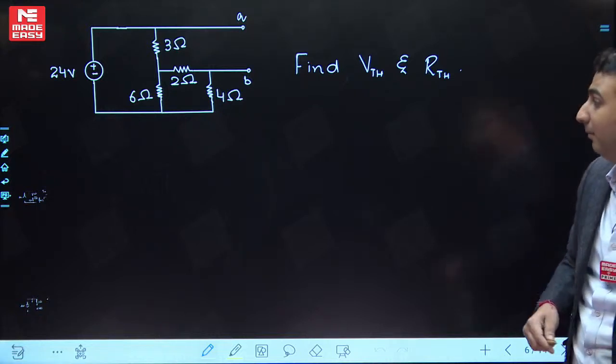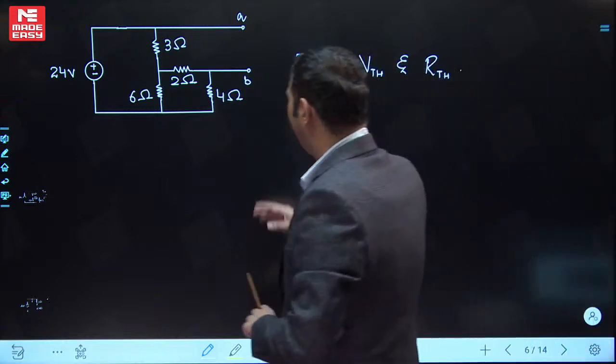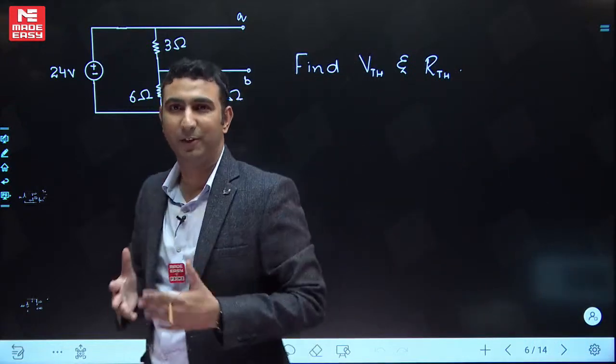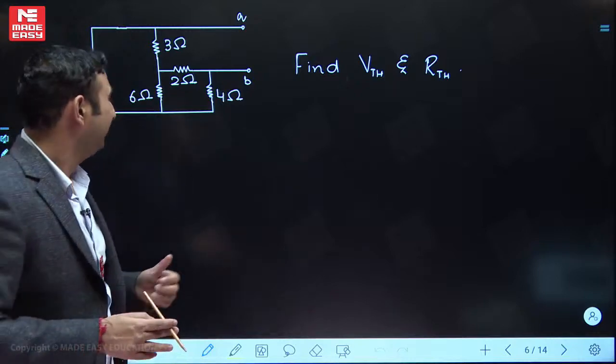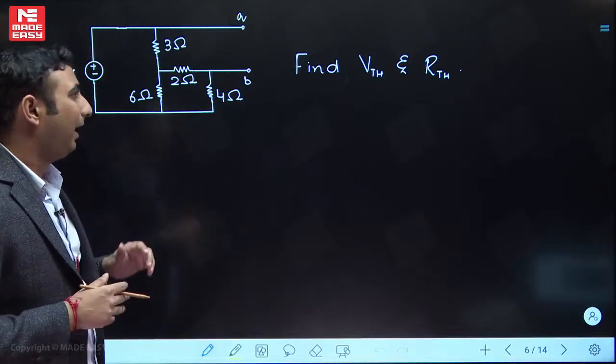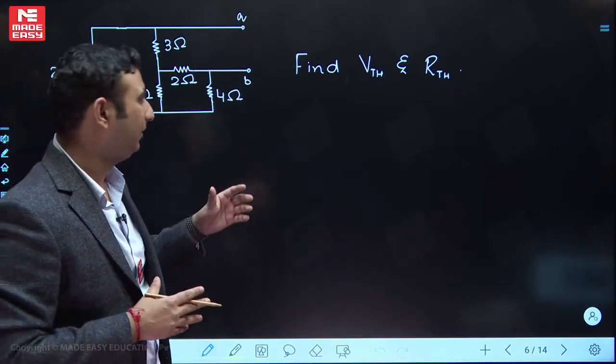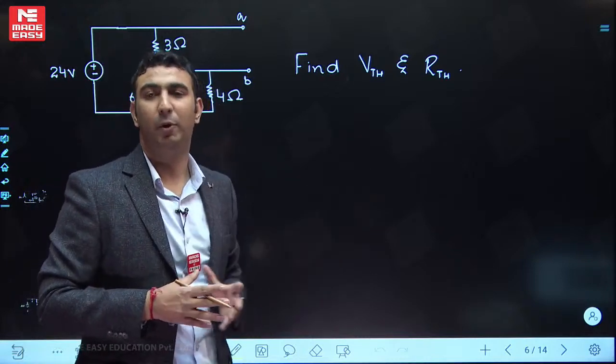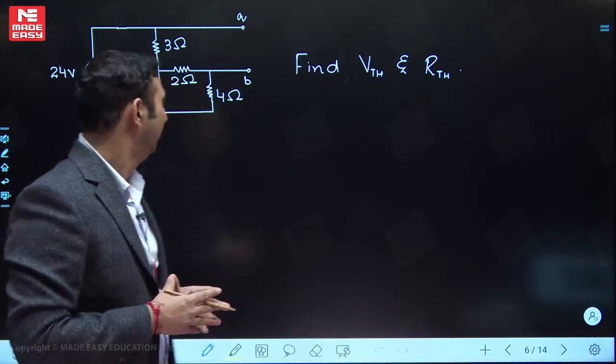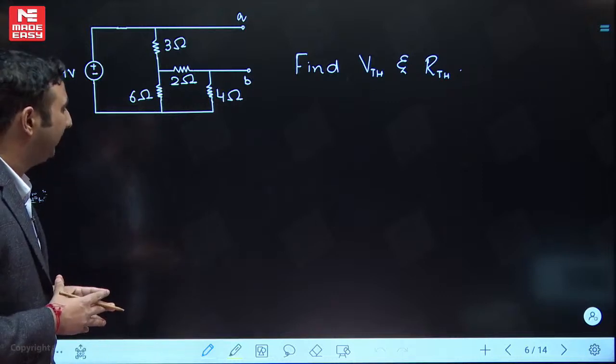Okay, now moving on to the next question. Try आपने I hope किया होगा, सोचा होगा. In this question you have to find VTH and RTH. He wants you to calculate the Thevenin model indirectly. Thevenin model वो हमसे बनवाना चाह रहा है. तो ठीक है, Thevenin model solve करते हैं, देखते हैं कैसे solve होगा.